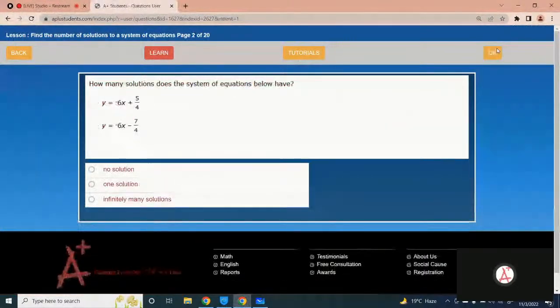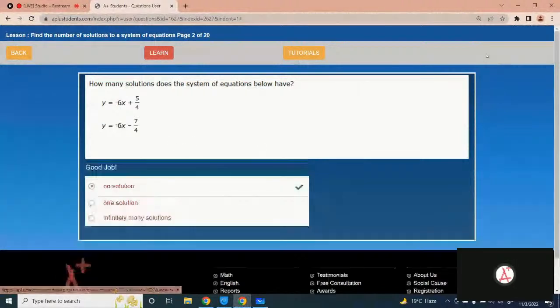Got it? Okay, you can see for this one, the slope for both equations is negative 6. The slope is the same, but you have a different b. It's 5 by 4 and the other is negative 7 by 4. So we just discussed that if the system has the same m but a different value of b, that means the system has no solution. Got it? So it has no solution. Just select the correct option and click on the OK button.